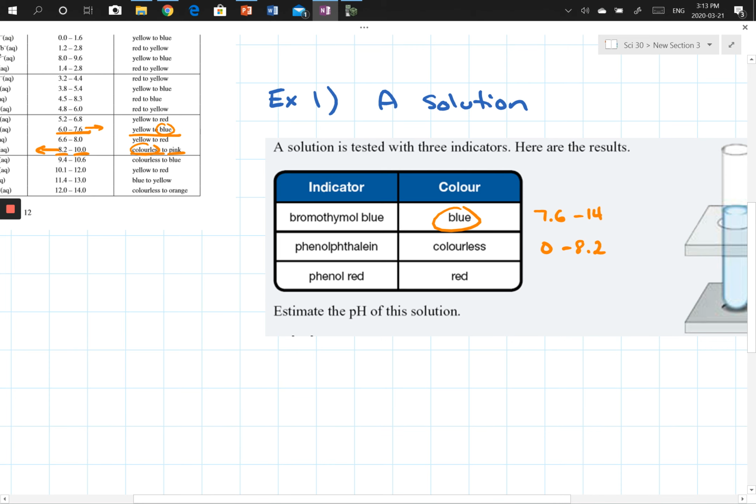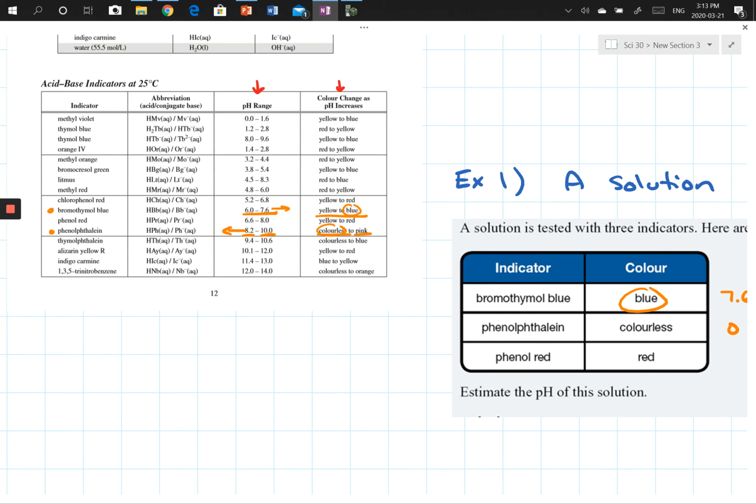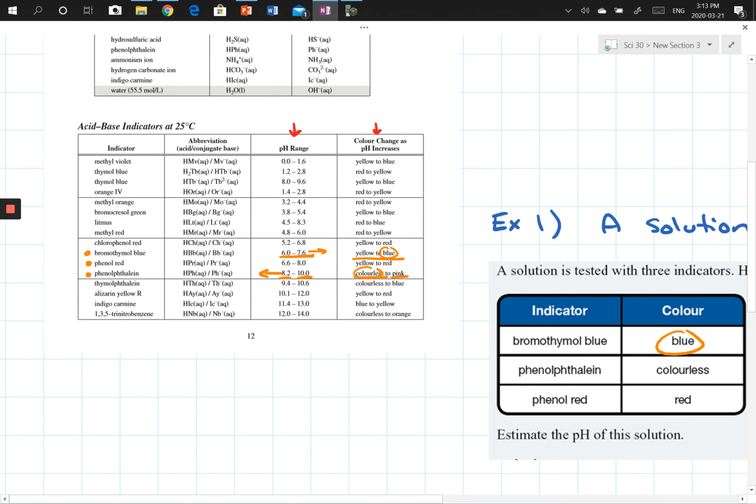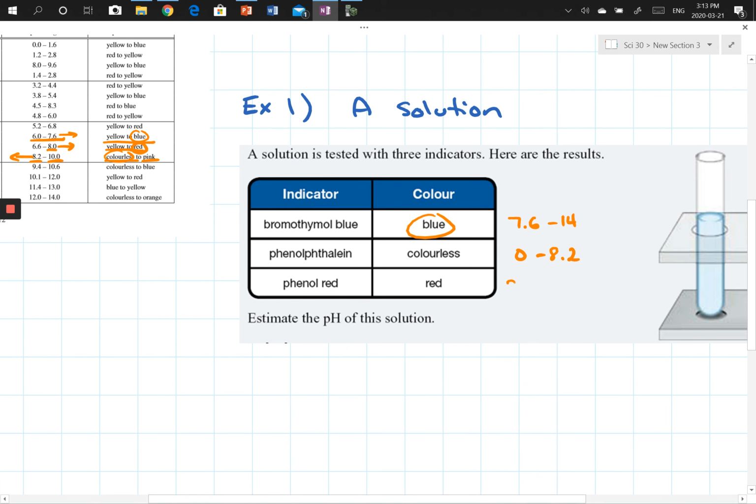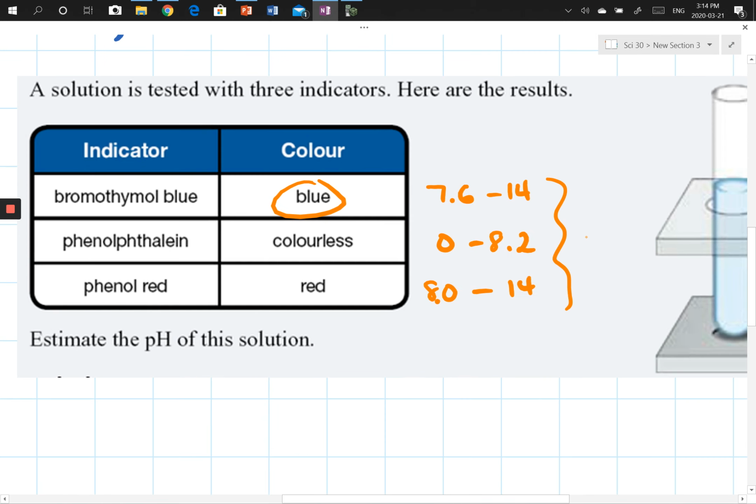And phenol red is red. Phenol red goes yellow to red, and it's red, so it's going to be on the high end. It's going to be 8.0 or greater, so 8.0 to 14. I'm putting 14 because that's the highest our pH is going to go. So this is kind of a logic problem. I need to find a pH range where all three of these are true.